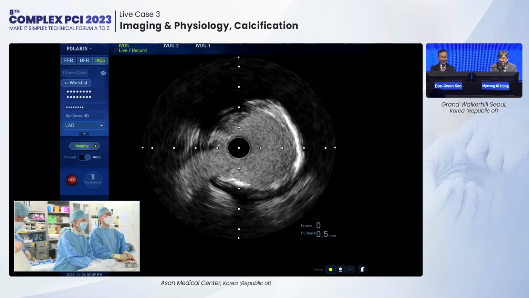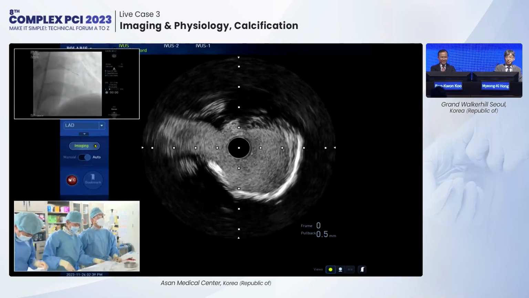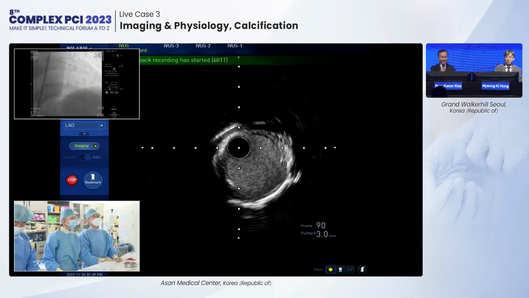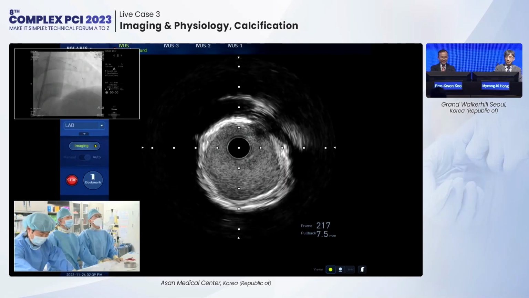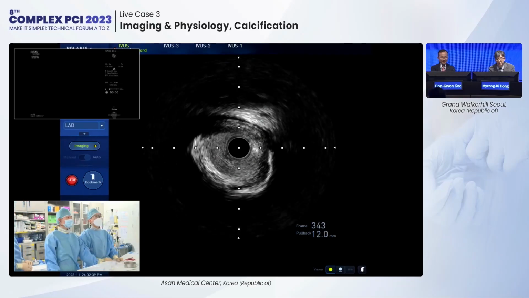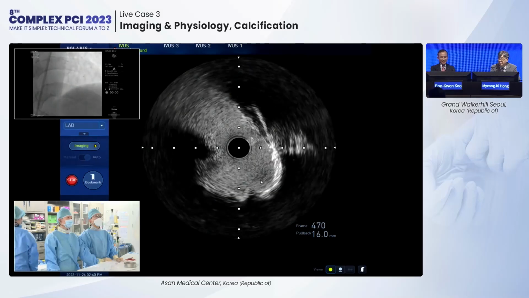Okay, we could not pass through because the left main was very long. It was not a CTO segment, but it was the ostium segment. I had some misconception. Here, this is a 5.0. Here is the ostium.